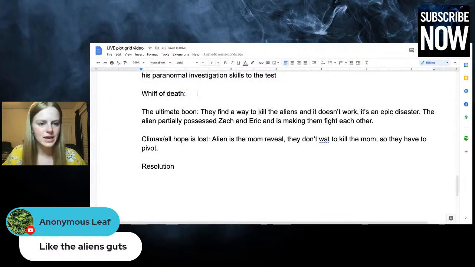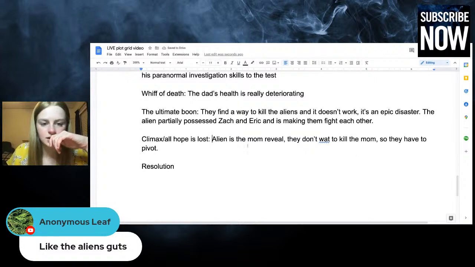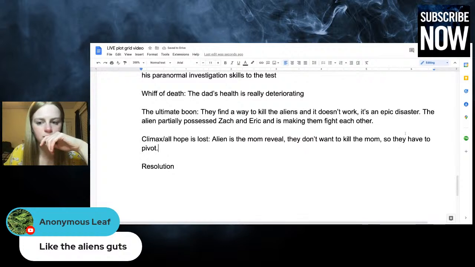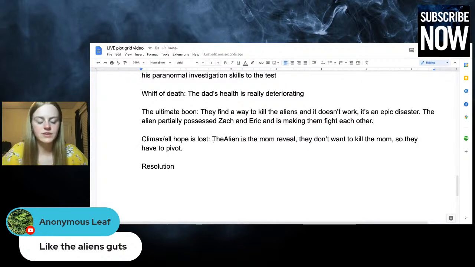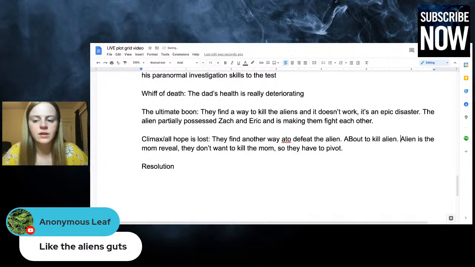Okay, so whiff of death is maybe the dad's health is really deteriorating. Please pretend like I know how to spell. Okay, so the climax and all hope is lost. They don't want to kill the mom, so they have to pivot. So they find another way to defeat the alien, about to kill the alien. Then the alien is the mom reveal happens, so they have to pivot, and then they lock.